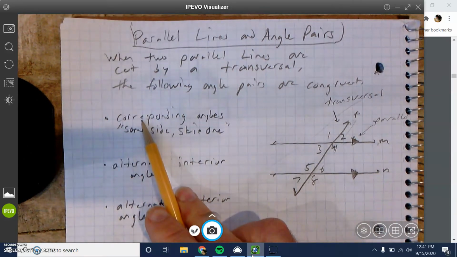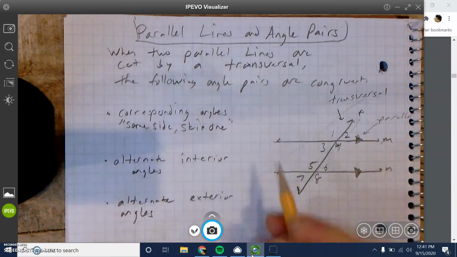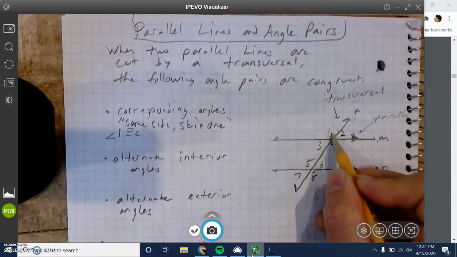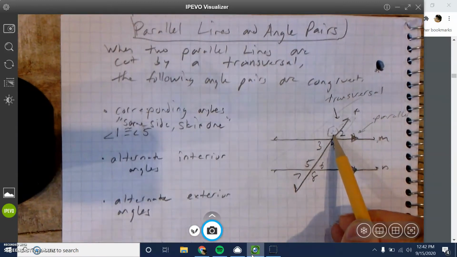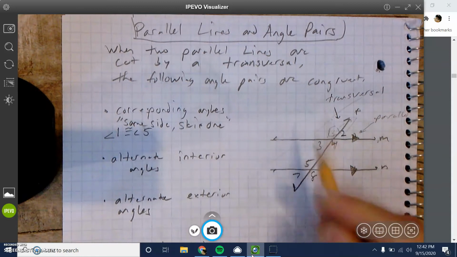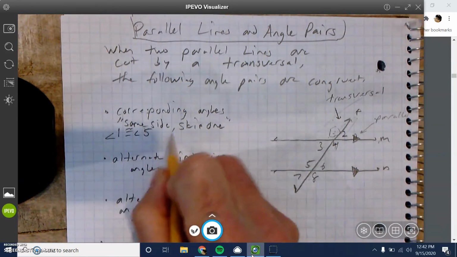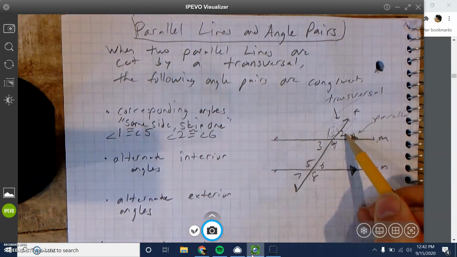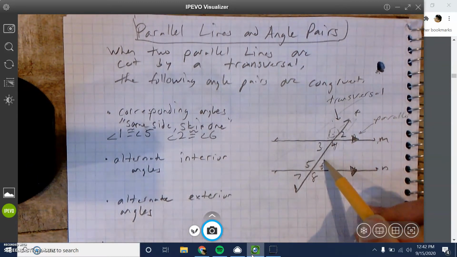All right, so first kind of angles are corresponding angles. The way I like to think about it is same side, skip one. So angle 1 is congruent to angle 5. Same side of the transversal, skip 3, go to 5. So if angle 1 were to be 100, angle 5 is also 100 degrees. Why? Because they're corresponding angles. When parallel lines are cut by a transversal, that's one of the relationships that develops. So I got angle 2 is congruent to angle 6. Why? Because same side of the transversal, skip 4, go to 6. So if this is 30 degrees, angle 6 is also 30 degrees.